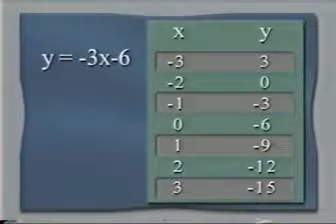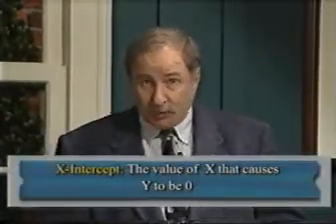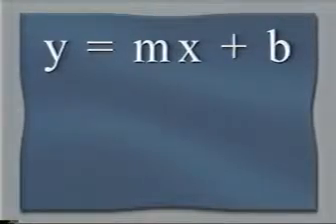The value of x that causes y to be 0 is called the x-intercept. And there is no special mathematical symbol for the x-intercept. If you write the general equation for a linear function, Descartes, in fact, was the first person to use the term function to describe an equation. And we write that as y equals mx plus b. We'll find out that this m and this b have really important meaning.